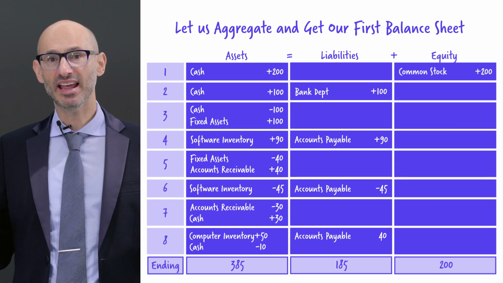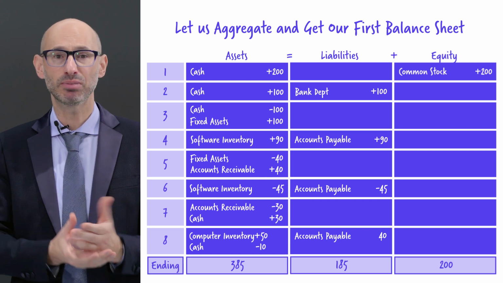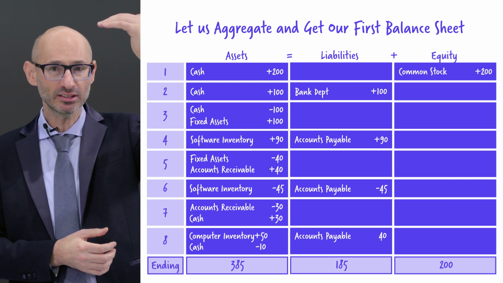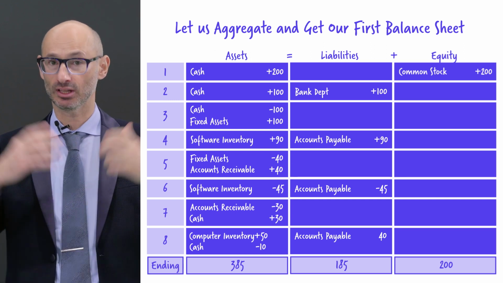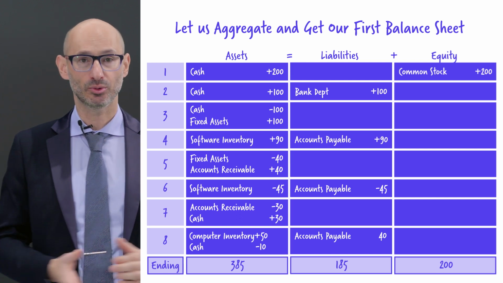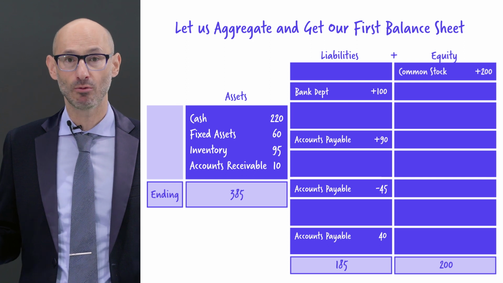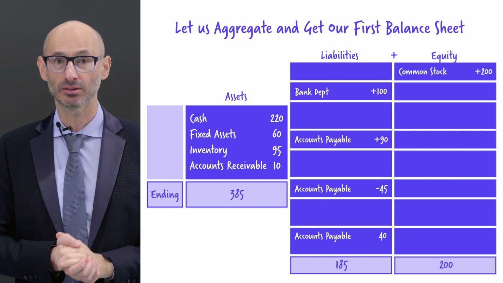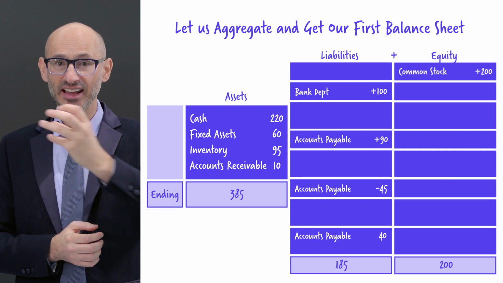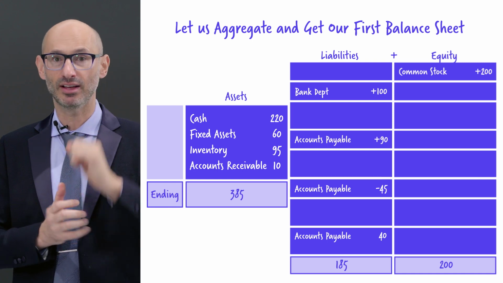Although we saw only 8 transactions, how does this become a balance sheet? Well, simple. We just aggregate all the accounts under each column and we will get total assets, total liabilities, and total equity. In this case, we have 385 of assets composed of cash, fixed assets, inventory, and accounts receivable. Please note that I aggregated all different inventory accounts into one under inventory.